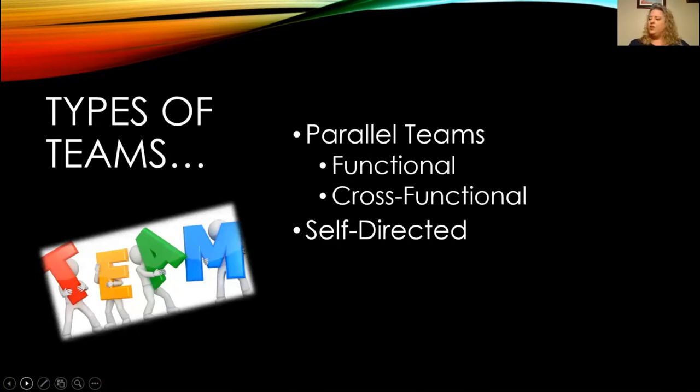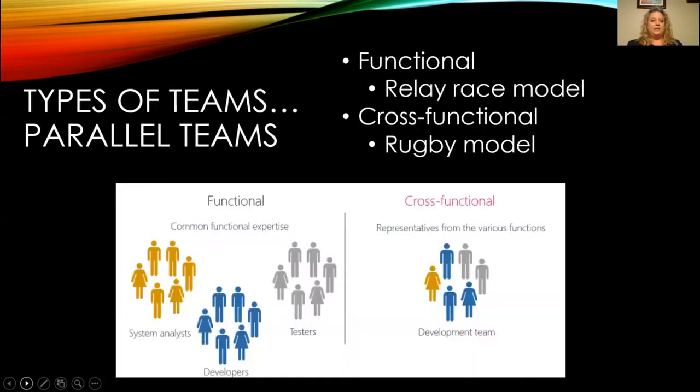Types of teams. There are two main types of teams: parallel teams and self-directed teams. Parallel teams keep the power with the manager. The manager tells people what to do, and they're the ones that really make the decisions. And on self-directed teams, the power lies within the team members themselves. So they can make decisions over what resources are used and how things are implemented. So that's a definite difference between the two.